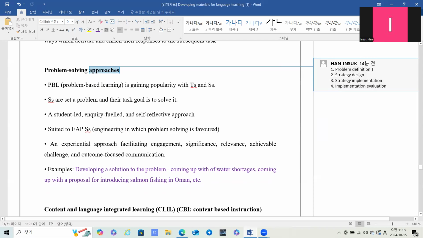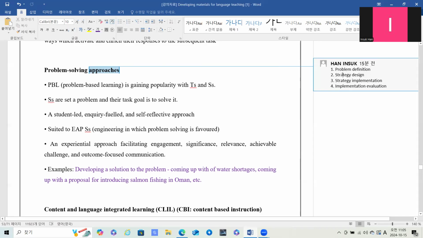One is problem definition. In this stage, students try to figure out what their given problem wants them to do. So they try to analyze the problem. They try to comprehend the problem. They try to specify what they have to do during the problem-solving processes.